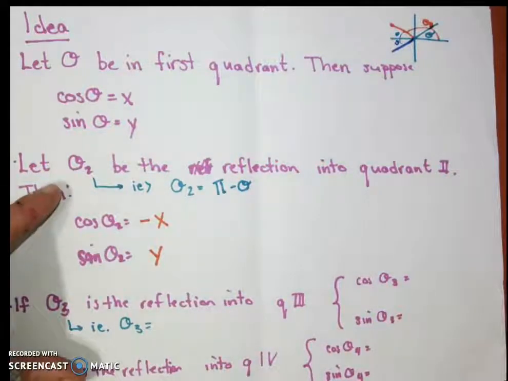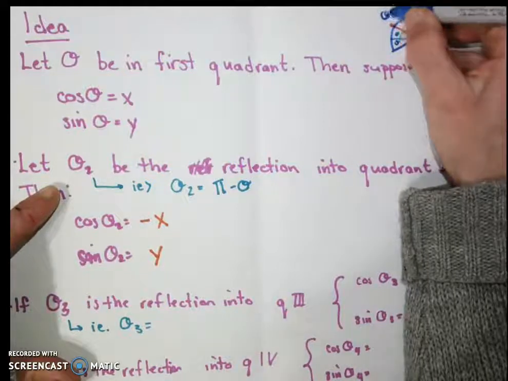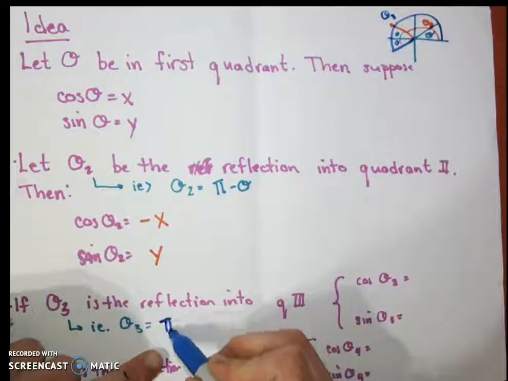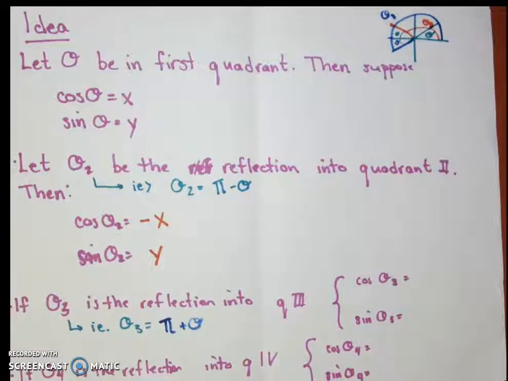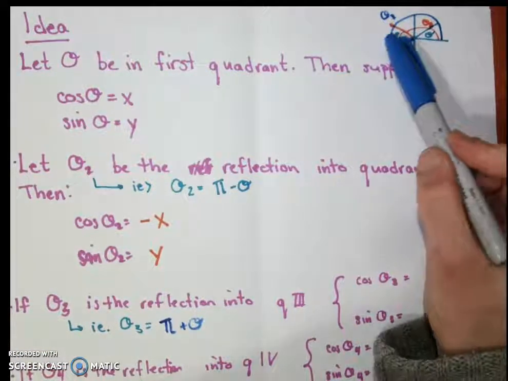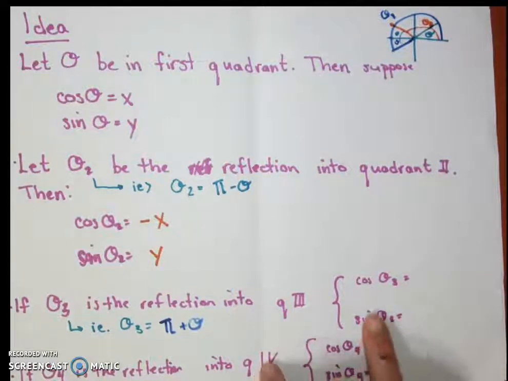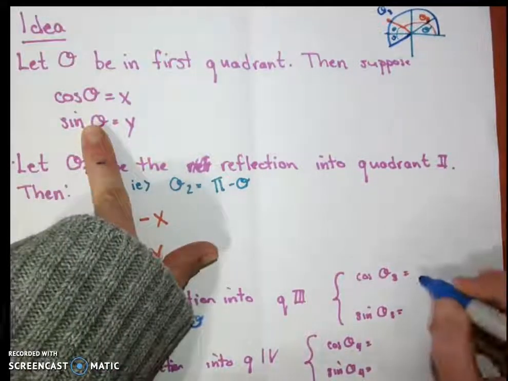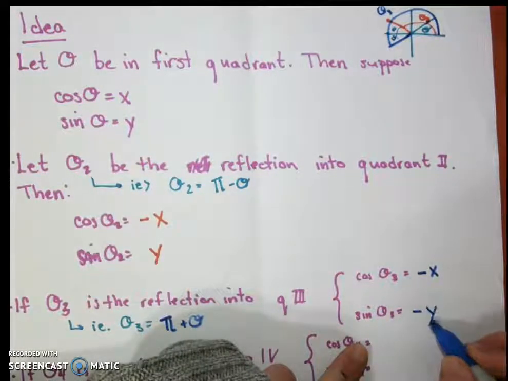So let's call this new angle, the one that starts here and goes all the way into quadrant 3, theta 3, and we can express it as pi plus theta, because I've gone pi and then I've gone theta more. Now my x coordinate is negative and my y coordinate is negative, which means that the cosine of this theta 3 is negative of the cosine of theta, and the sine is negative the sine.